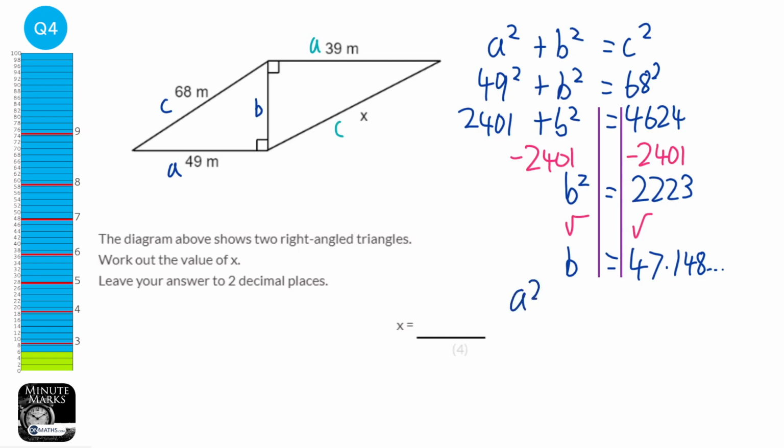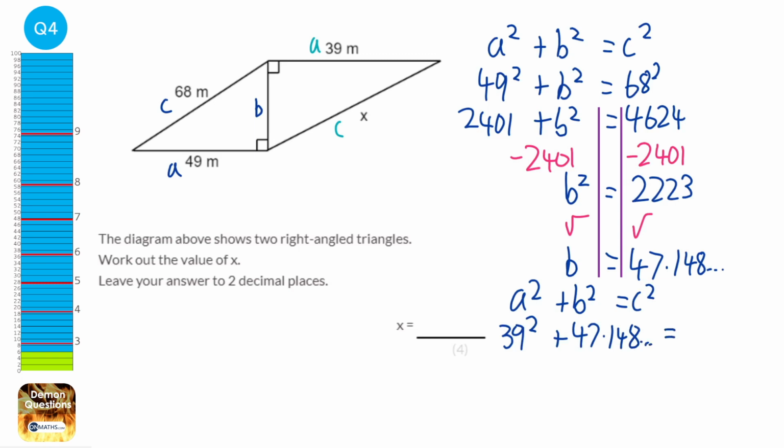So it would be A squared plus B squared equals C squared, but this time A is 39. B we are given as 47.148, we've just worked that out, and we're looking for C. In fact, we can call it X now.